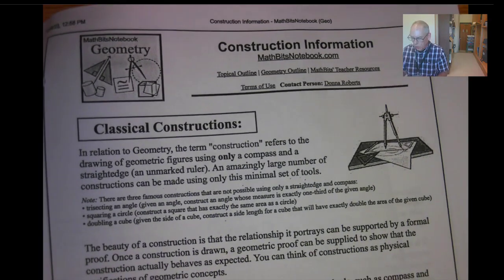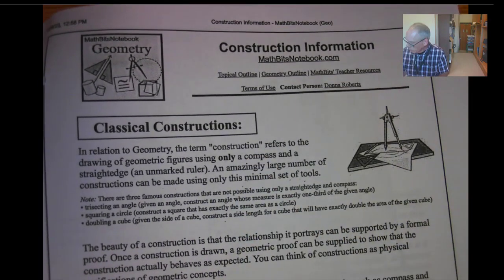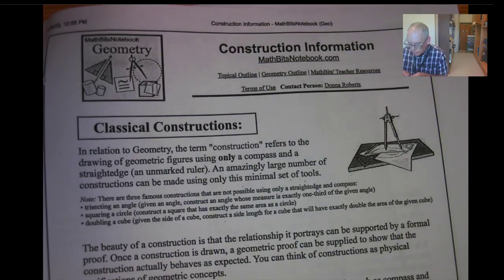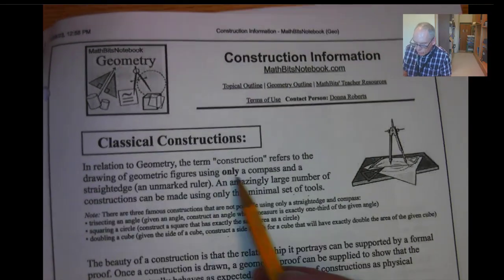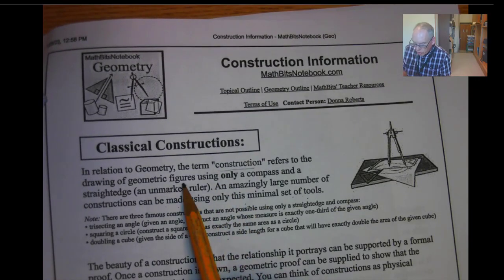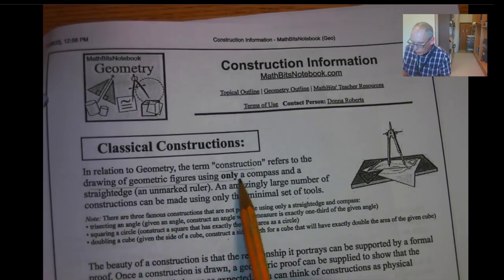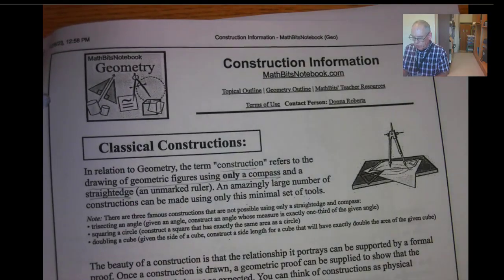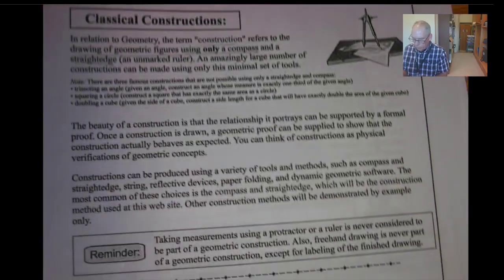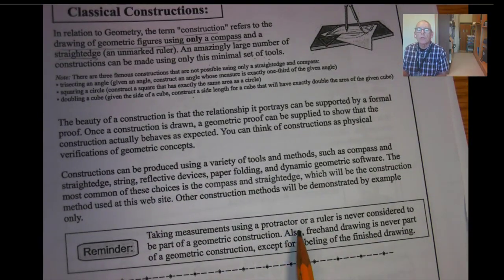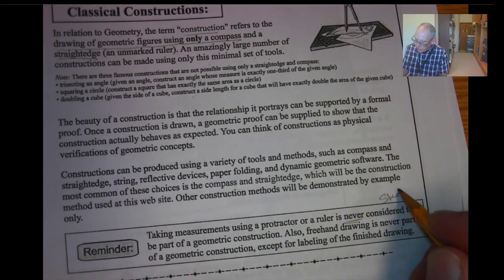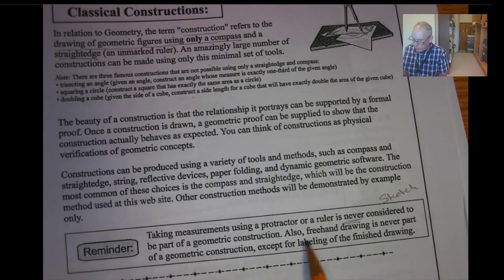Okay, in this video we're going over ways to construct using the classical constructions, which only use a straight edge and a compass. If you use a ruler to measure or a protractor to measure, you're technically not doing a classical construction, you're just doing a drawing. And freehand drawing is also never part of a classical geometric construction unless you're just labeling the finished drawing.